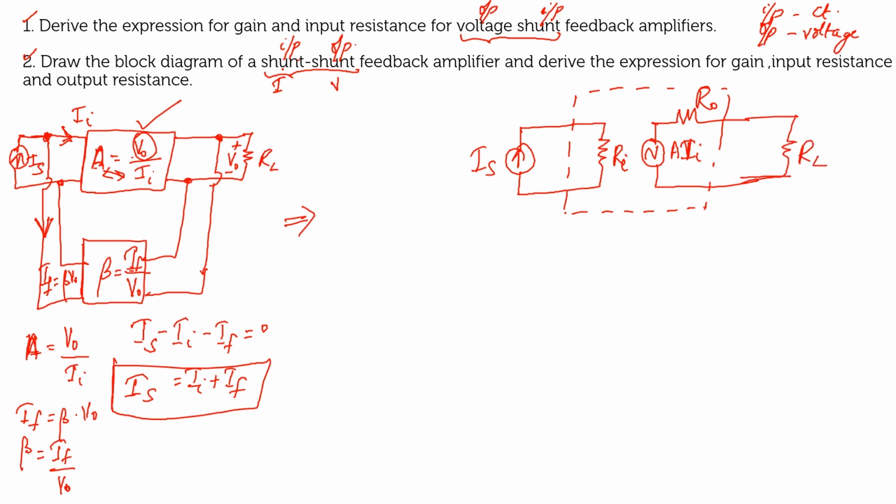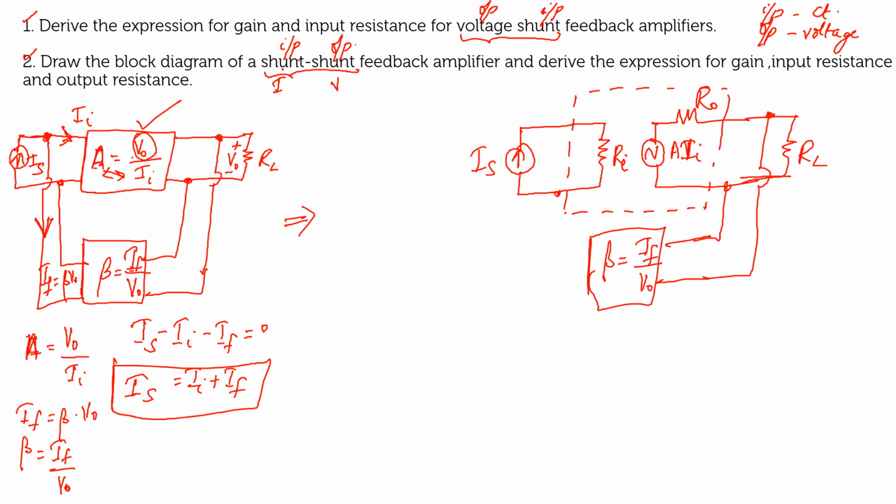Now here you have the shunt connection. Remaining things are going to be the same. So here you have a shunt connection. It will go to your beta, that is your feedback network beta. Now beta will be equal to IF divided by V naught.